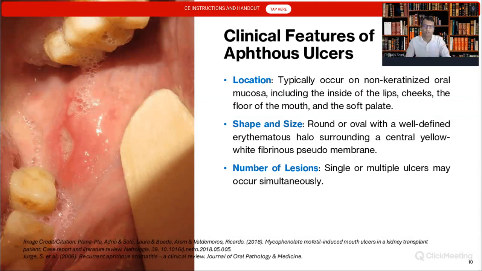That's why it is more susceptible to ulceration as compared to keratinized tissue, which is hard and tough and usually made of dead layers of cells. That's why aphthous ulcers mostly occur in the non-keratinized epithelium layer.